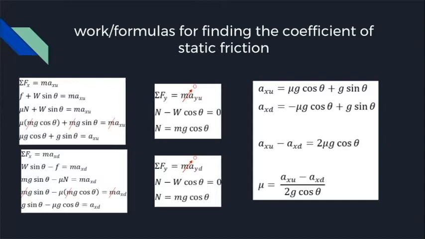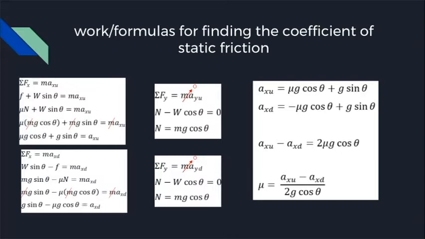First, we will calculate for the sum of the forces in X and Y as the cart moves up the track. As we can see from the first picture and the top left, sum of the forces equals max as the cart goes up. This means that the friction force plus W sine of theta equals max as it goes up. Friction equals mu times N, so we sub that in, and we'll get mu N plus W sine of theta equals max as the cart goes up.